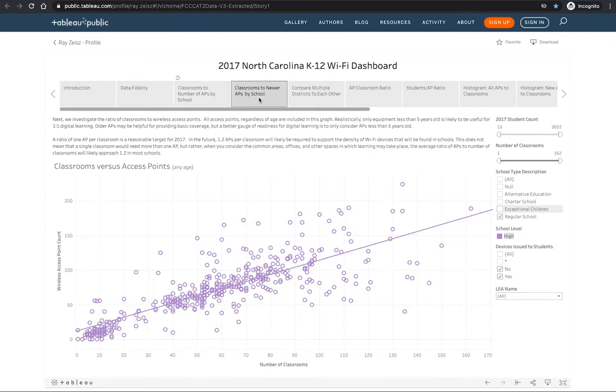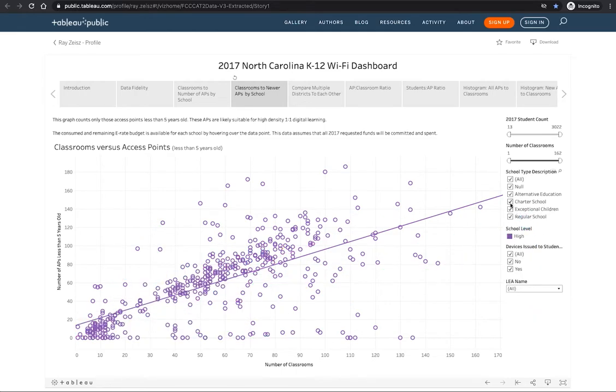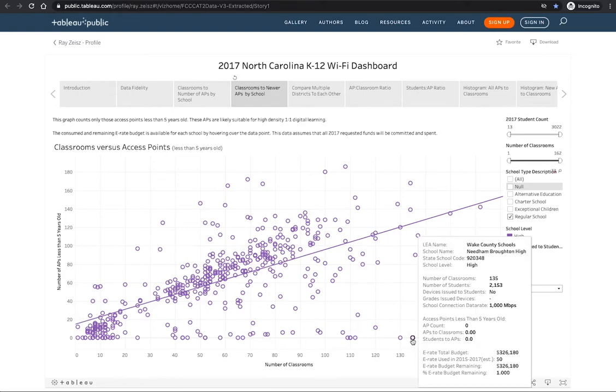I think the next chart is the same chart, but with access points that are less than 5 years old. So again, I'm going to go back to just high schools and take off the charters. And you can see, we have a school here that's Broughton again. So they had 0. So clearly, yes, all their access points were 5 years old. So they were on the verge of getting ready to do a refresh, and that explains why they were an outlier down there.